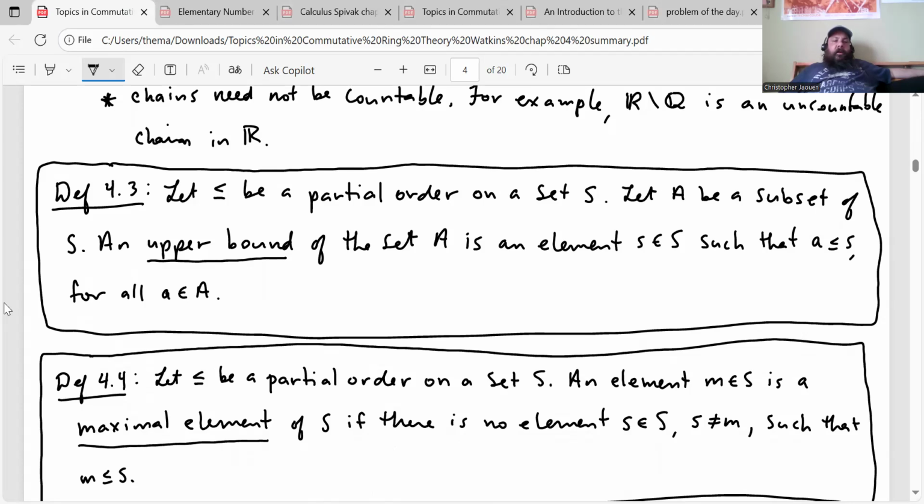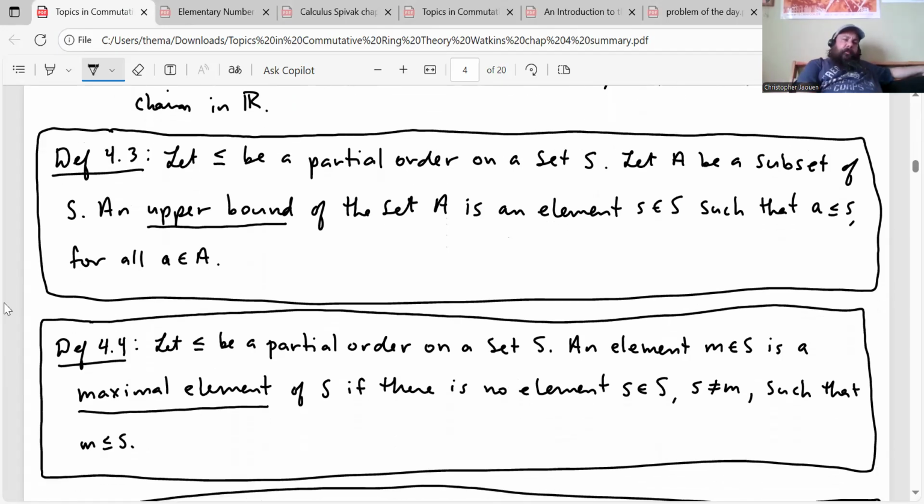Right, here we need a couple more definitions before we can get to Zorn's lemma. Definition 4.3 says: let ≤ be a partial order on a set S, and let A be a subset of S. An upper bound of the set A is an element s in S such that a ≤ s for all a in A. We've actually seen this definition of upper bound before in analysis, so hopefully this is familiar.